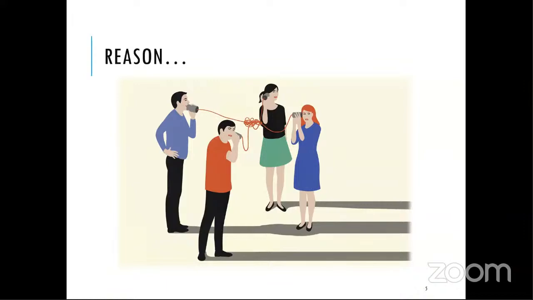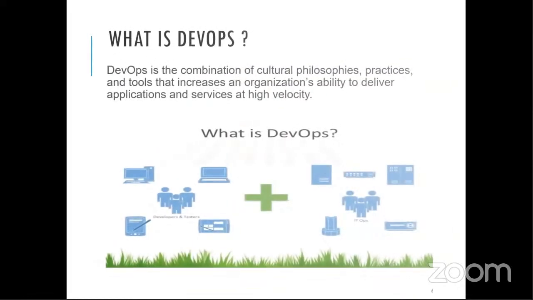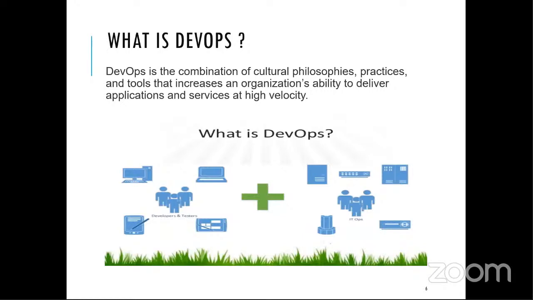So this is how the technical communication happens. People wanted to reduce this in the years 2008 and 2010. Then in the USA, people came up with a new ideology called DevOps. DevOps is basically a combination of different tools and practices. It is a culture where developers, testers, and IT operations work together.